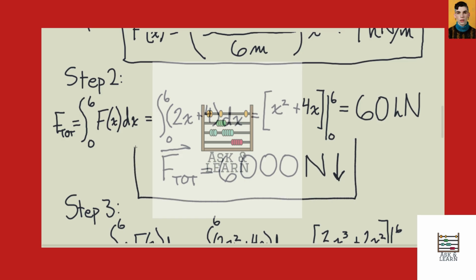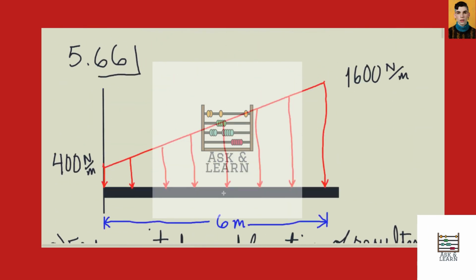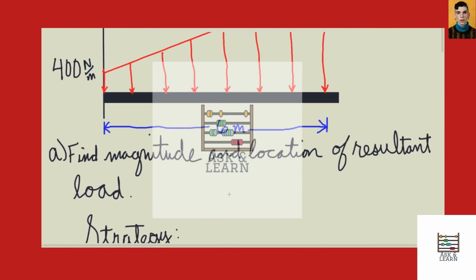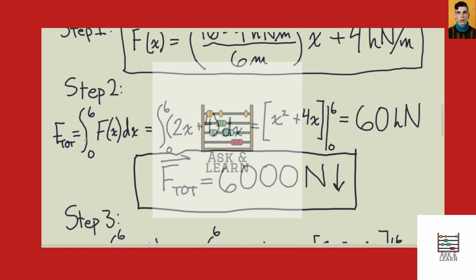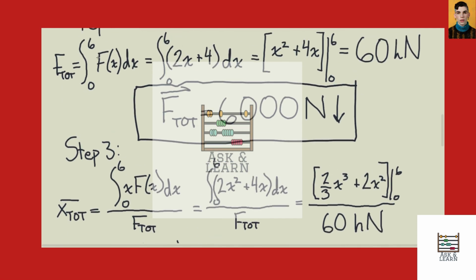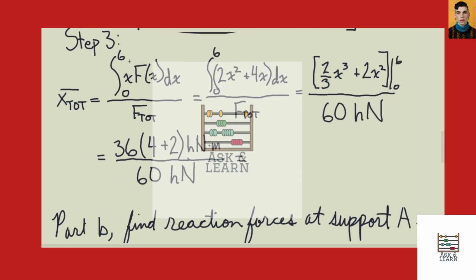Okay, so we now have our total load force. But all we know is that it's pointing downward. We don't know where this force could be concentrated along the beam. That we'll do in our next step. In step 2, we'll find the centroid. I'm sorry, in step 3.